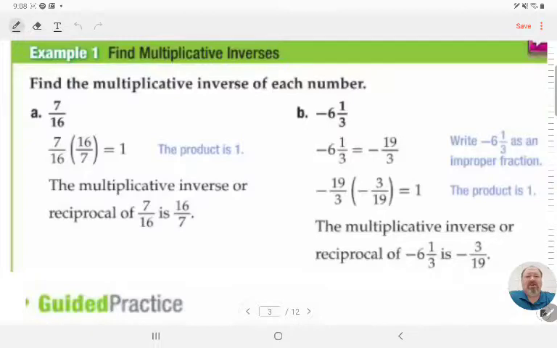Now B is a little trickier. We have -6 and 1/3. We have to first change that to an improper fraction. So don't forget, you multiply and then you add. So we have 3 times 6, which is 18. 18 plus 1 is 19. So 19 over 3. And it's negative, so we have to continue to bring that negative sign over. Now we can find the multiplicative inverse or reciprocal of -19 over 3. We just flip it, and it would be -3 over 19 would be the multiplicative inverse or reciprocal.